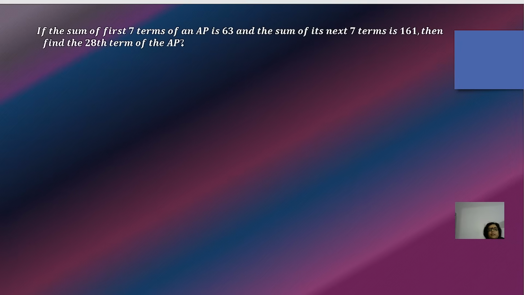If the sum of the first 7 terms of an AP is 63 and the sum of its next 7 terms is 161, then find the 28th term of the AP. Here you have to be careful with the words that have been given. First 7 terms you have taken and the next 7 terms you have taken. So altogether there are 7 plus 7, 14 terms over here.